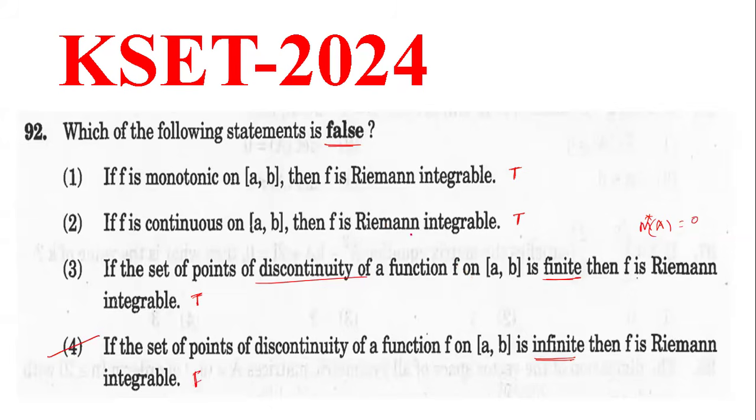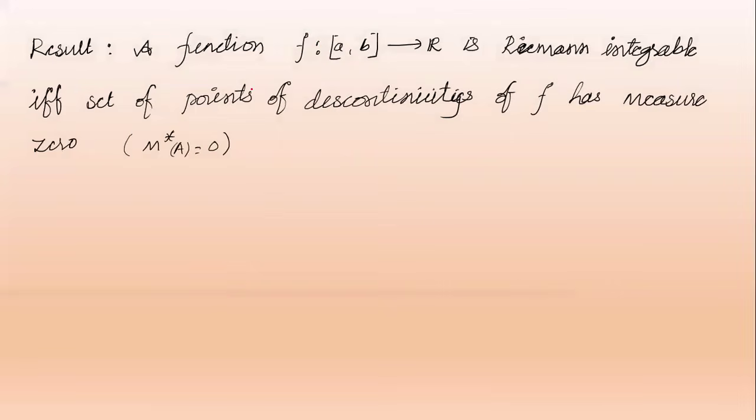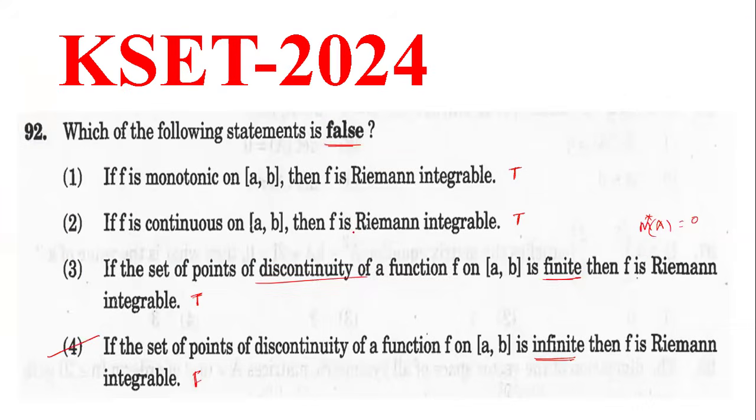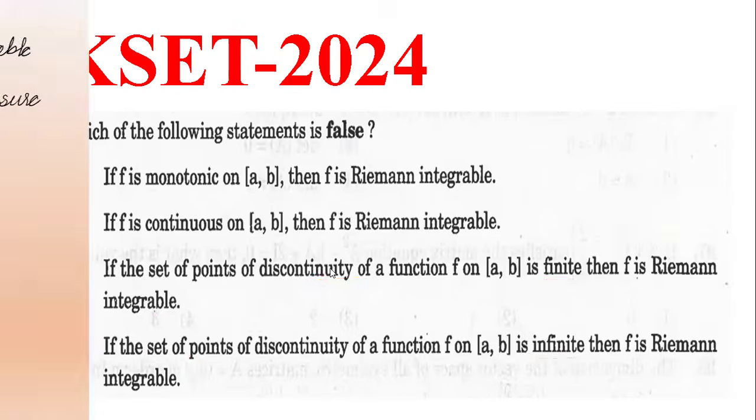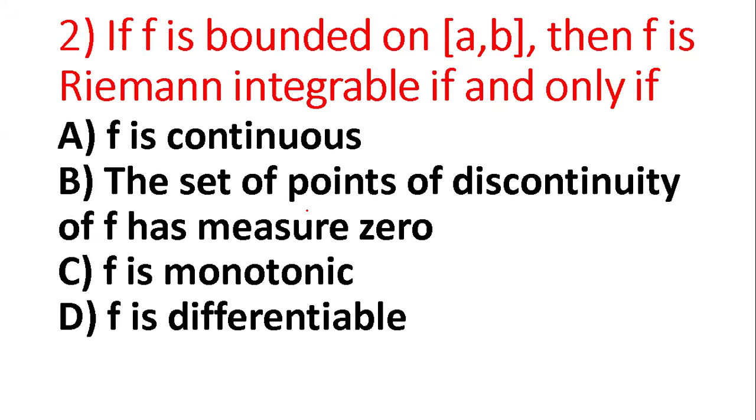See, the concept is this result. A function f from the closed interval AB to R is Riemann integrable if and only if the set of points of discontinuities of f has measure 0. That means if the set of points of discontinuities is finite, then it is Riemann integrable. Therefore, option 4 is wrong or false. Therefore, the correct answer is this one. This is the concept.